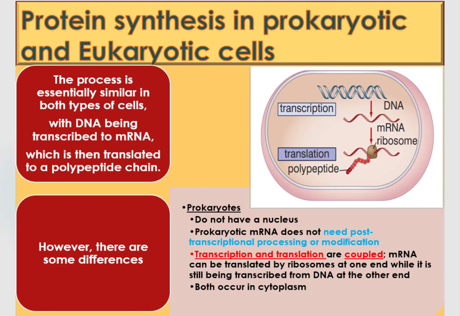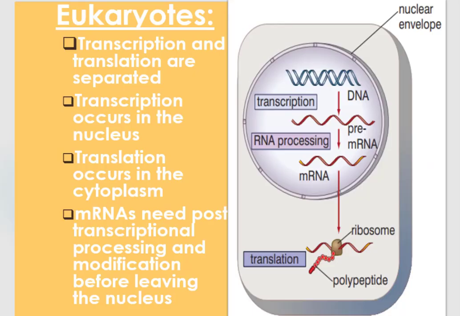That means mRNA can be translated by ribosomes at one end while it is still being transcribed from DNA at the other end. Both translation and transcription occur in the cytoplasm since prokaryotic cells do not have a nucleus, whereas in eukaryotic cells, transcription and translation are separated. That means transcription takes place in the nucleus and translation occurs in the cytoplasm. mRNAs need post-transcriptional processing and modification before leaving the nucleus because the DNA of eukaryotic cells contains non-coding segments or regions.